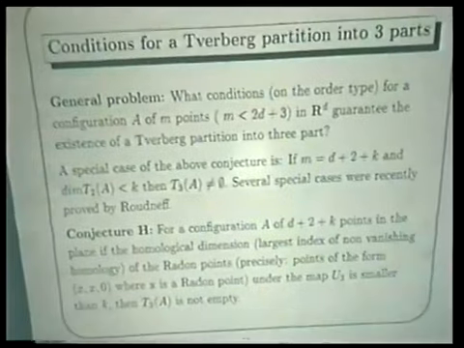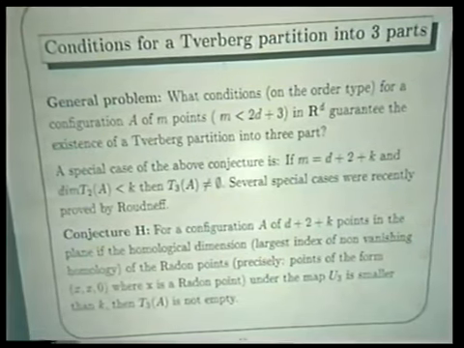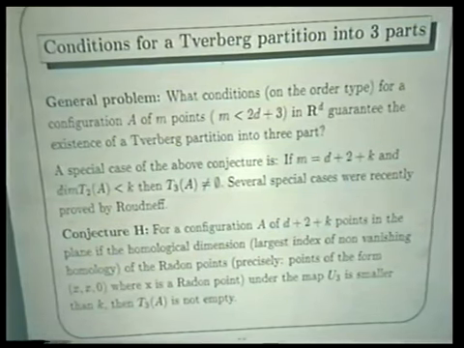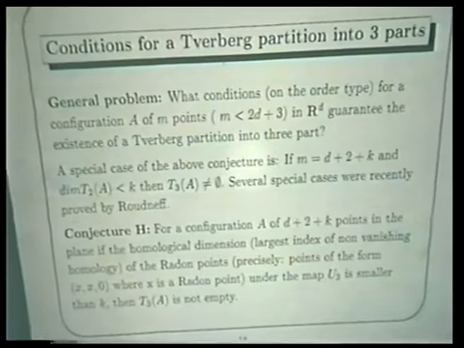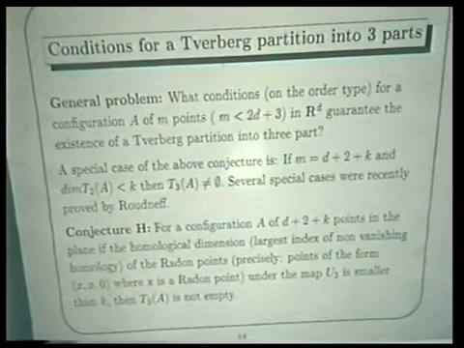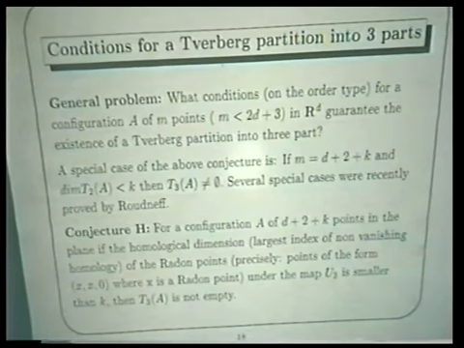So let me now restrict to what I would like to continue with, and this is about conditions for partitions to 3 parts. So now this will be my interest, to find. Of course, if you have 2d plus 3 points, you can always partition them to 3 parts so the convex hulls intersect.